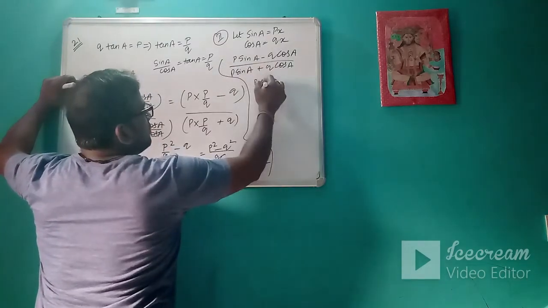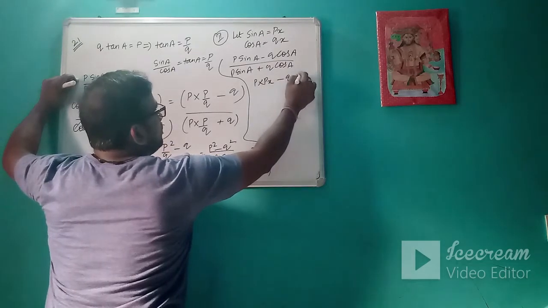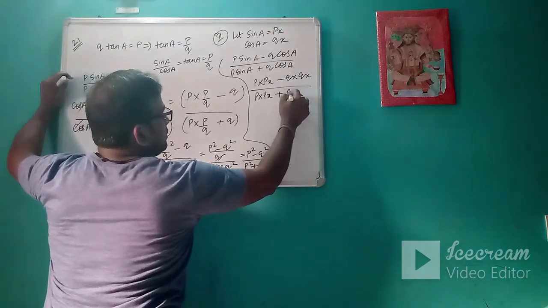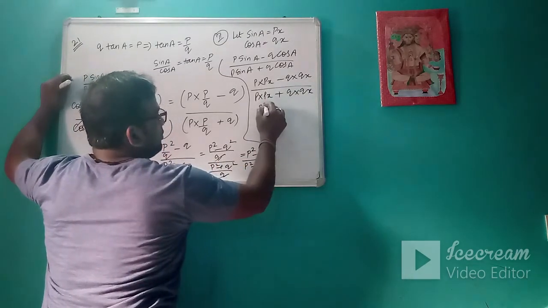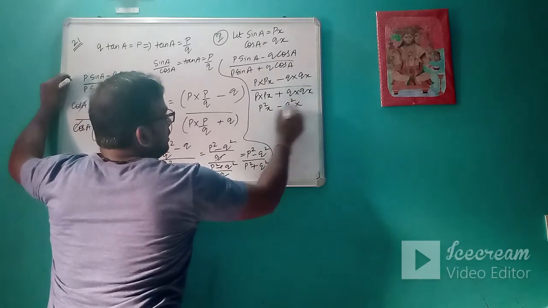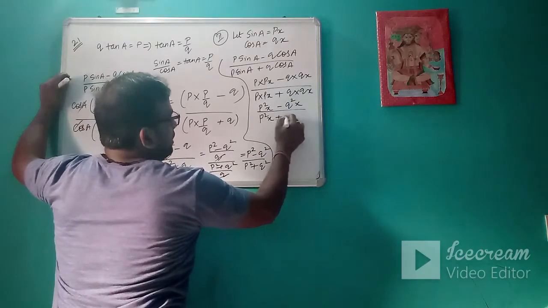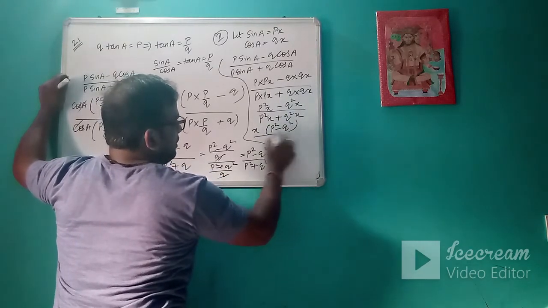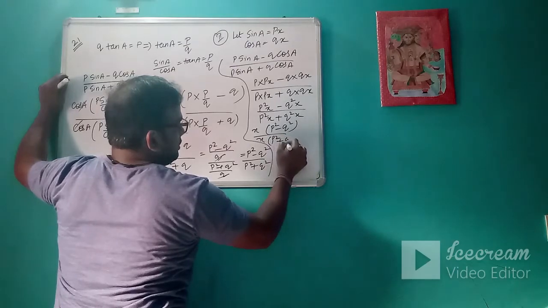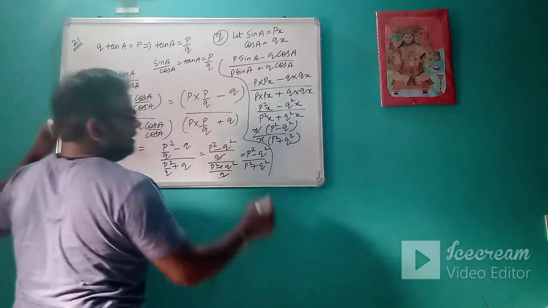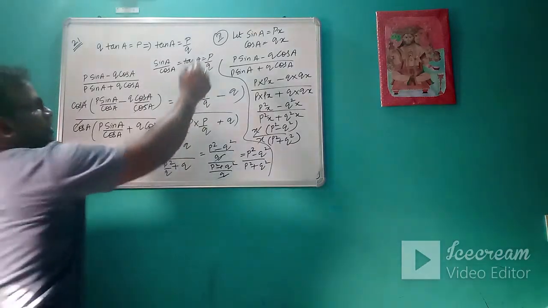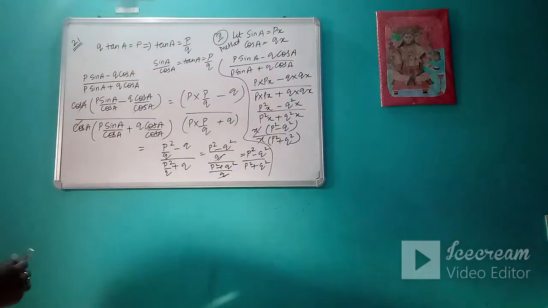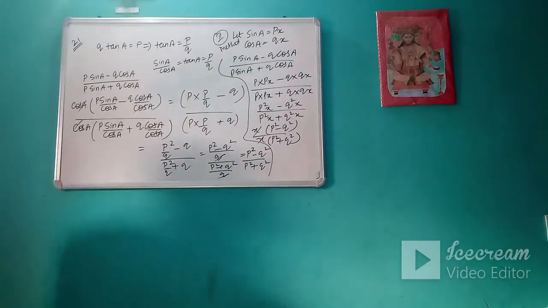What is sin A? P into PX minus Q into QX upon P into PX plus Q into QX. So you will get P square X minus Q square X, P square X plus Q square X. X will come out as common. P square minus Q square upon P square plus Q square, X and X cancel. You will get the same answer. Okay. So this is the second method to solve questions like this. So you can choose either of these two methods to solve the question.